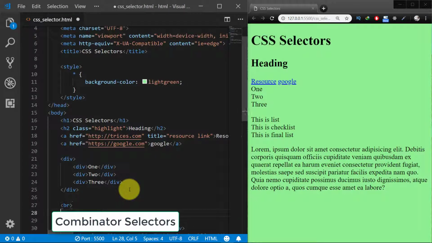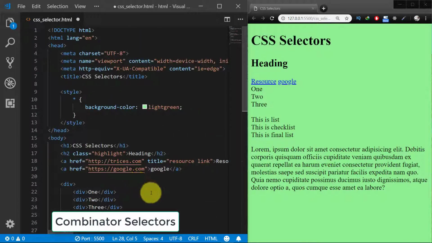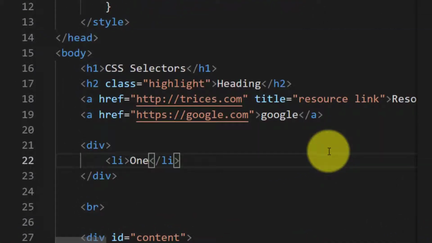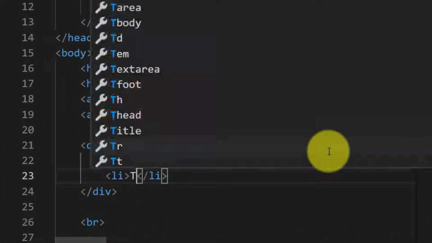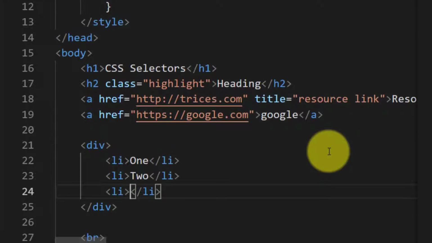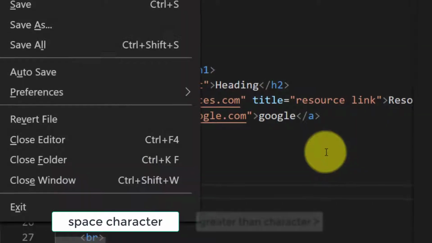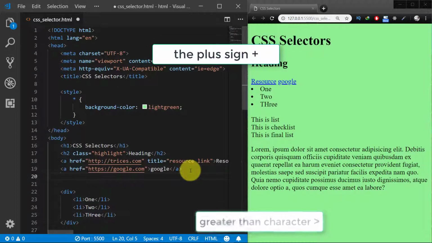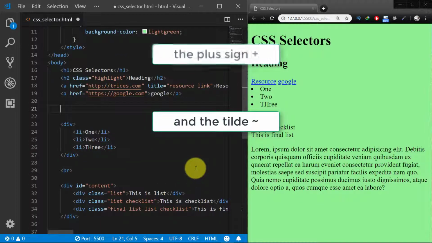Combinator Selectors. Combinator selectors are used to target children, grandchildren, great-grandchildren, or later of a given element in the document tree. The symbols used for combinators include the space character, greater than character, the plus sign, and the tilde sign.